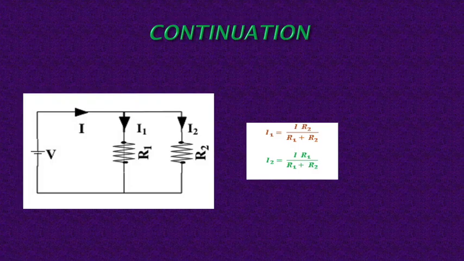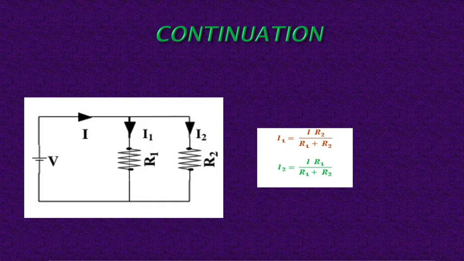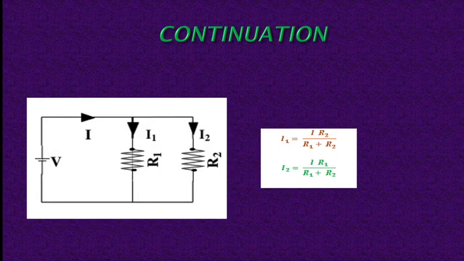If two resistors are connected in the parallel circuit as shown in figure, here the current is divided between the two branches of the circuit. Let the branch currents be I1 and I2. Then we obtain I1 equal to I R2 by R1 plus R2 and I2 equal to I R1 divided by R1 plus R2.